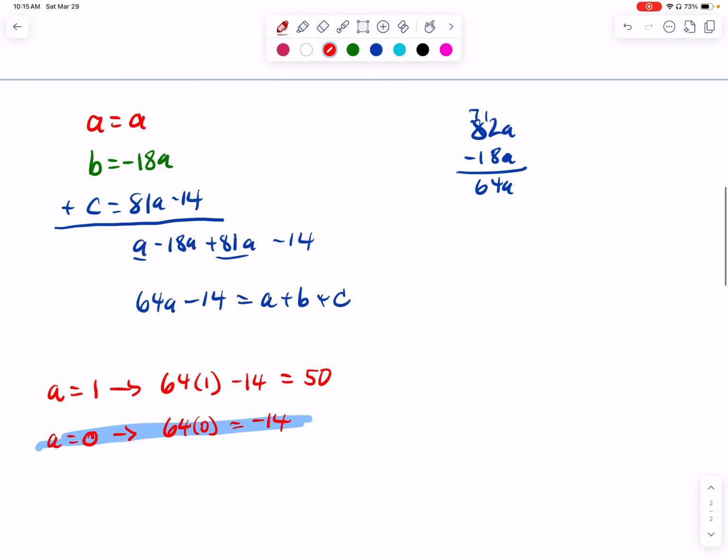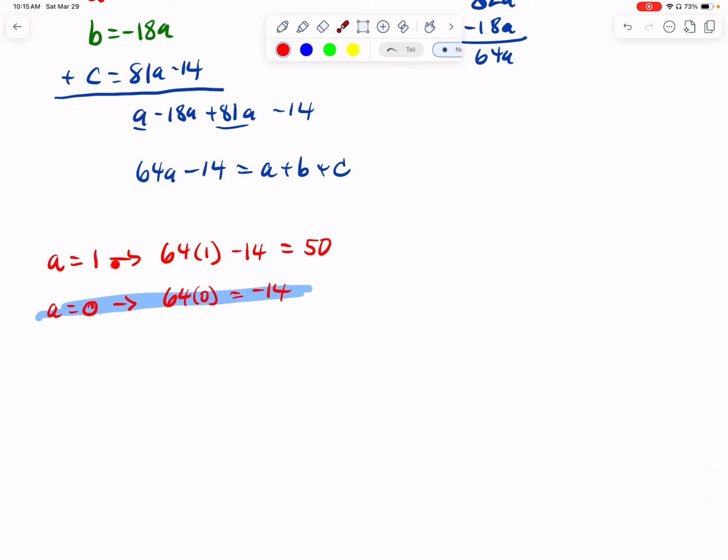Anyway, I think that this was the wrong avenue to pick, where we're just randomly selecting a number and plugging it in here.